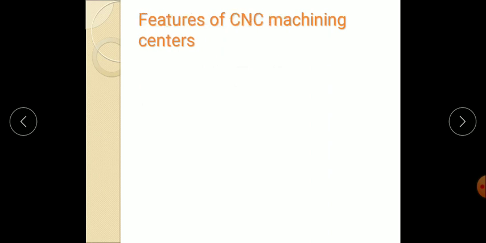Next one, the features of CNC machining centers. First one is the automatic tool changer. This we have studied in the previous session. What is this automatic tool changer? Any CNC machines have the tool post where a number of tools are placed to perform different sets of operations. In this, the tools are contained in the storage unit that is integrated with the machine tool.